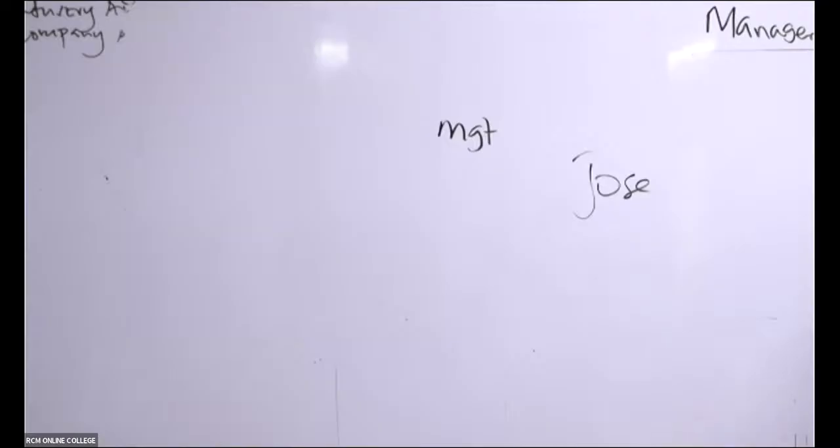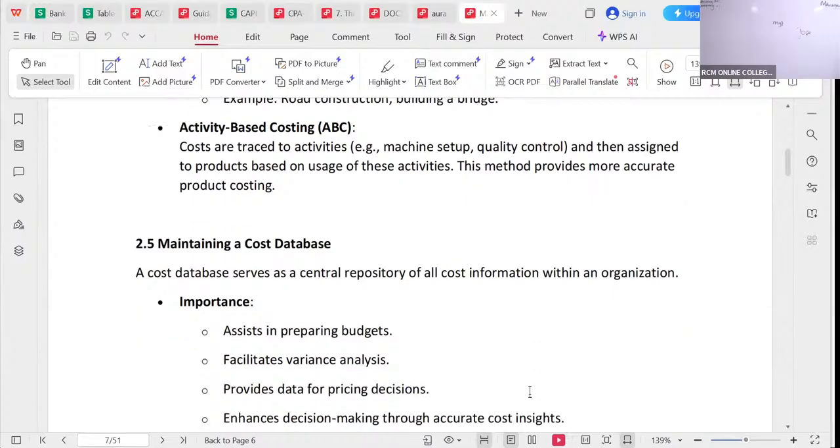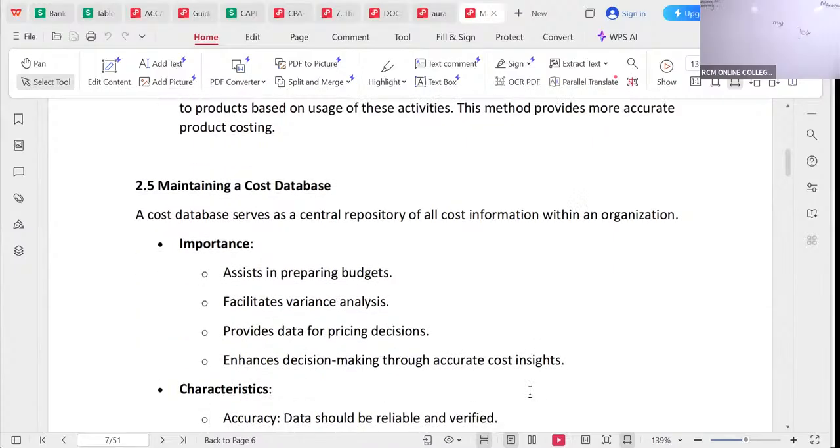So in this case here, we are told maintaining a cost database. A cost database serves as a central repository of all cost information within an organization. The importance: it assists in preparing budgets because you have all the costs, facilitates variance analysis, provides data for pricing decisions, and enhances decision making through accurate cost insights.